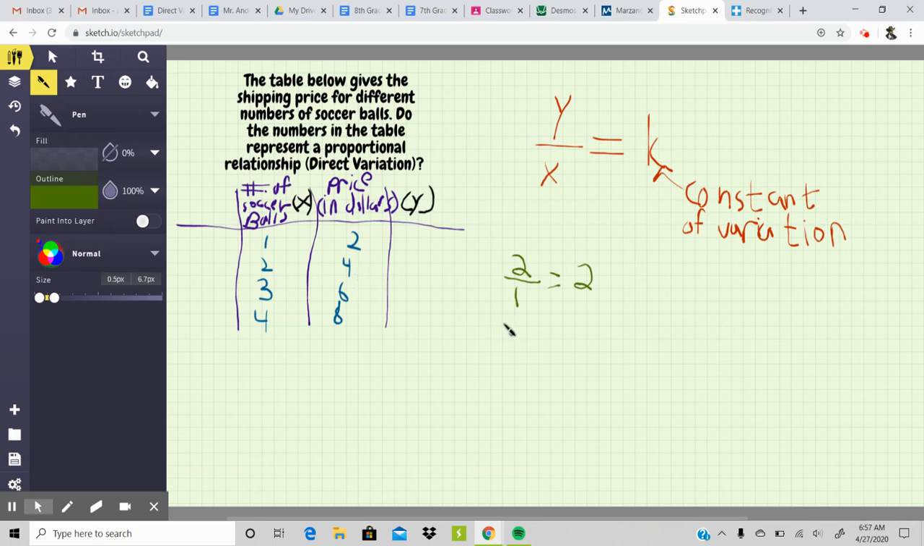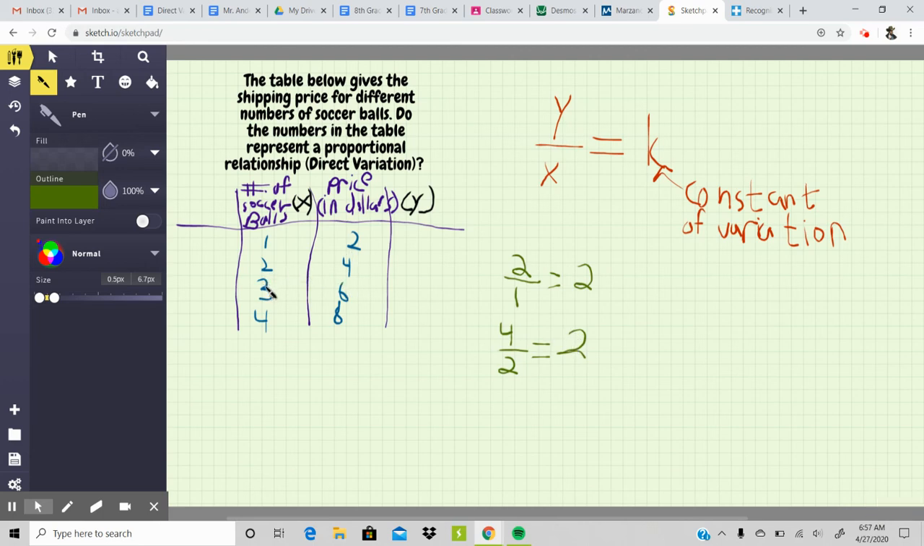So my other y below that is 4 over the x variable that goes with 4, which is 2. So 4 over 2, or 4 divided by 2, is just 2. Okay, so far so good. We've gotten the same number all so far.